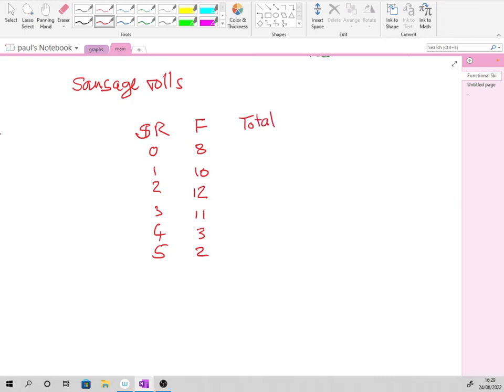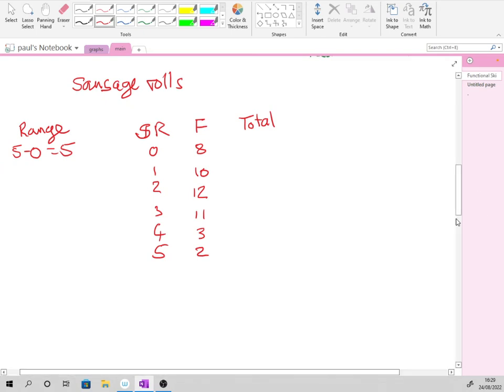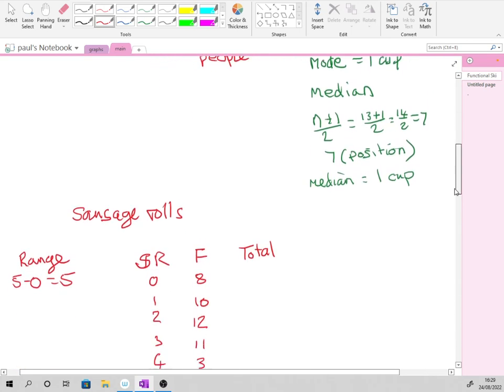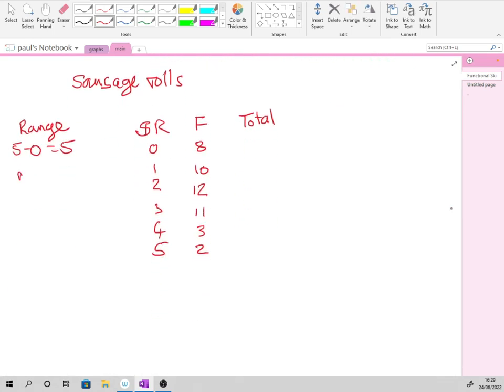So let's find out the range. The range is the difference between the biggest and smallest answers. So 2 people said 5, 8 people said 0. So it's the biggest take away the smallest, which equals 5. And what's the next one to do? Mean, median. Let's go back and see if we do it in the right order. Mode, yeah, I forgot that one. The mode is the most common answer, which is 12, but it's 2 sausage rolls. So the mode equals 2.